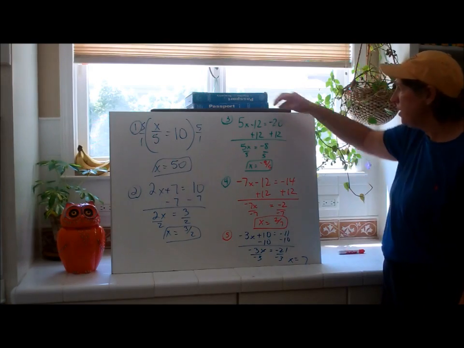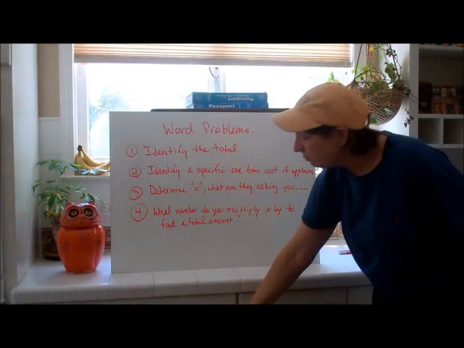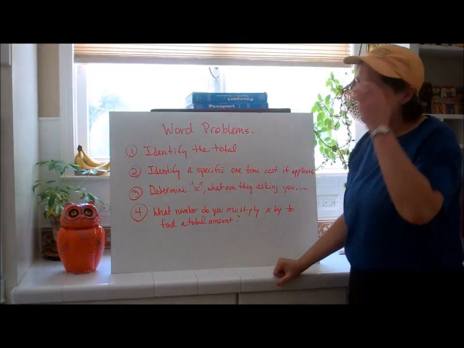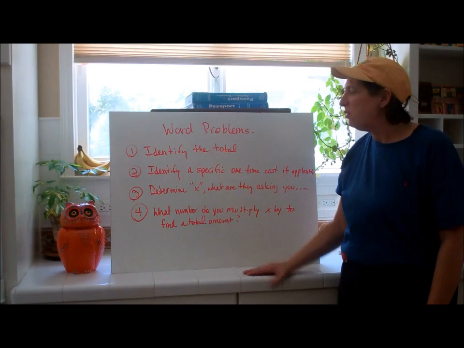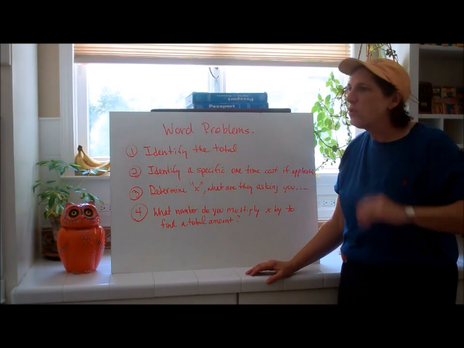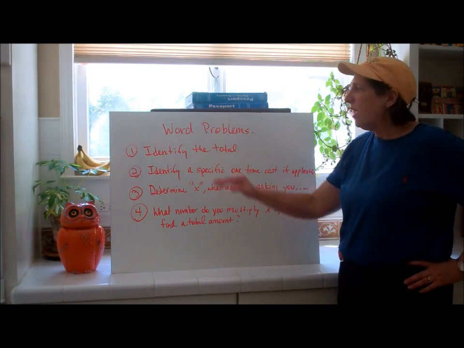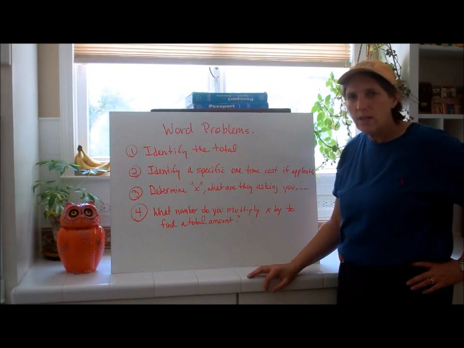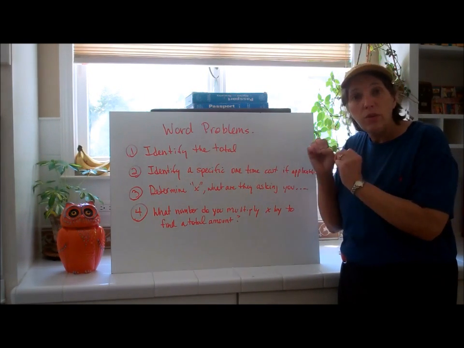Alright, let's see how we did on the rest of them. Let's go to the last page. I didn't put any word problems on the review video. We've worked extensively, but what I did do is identify the 4 steps you need to set up a word problem. Most of the word problems on the test are going to be 2-step equations. So you're always going to look for something that identifies the total. That's the number that the equation is going to be equal to.